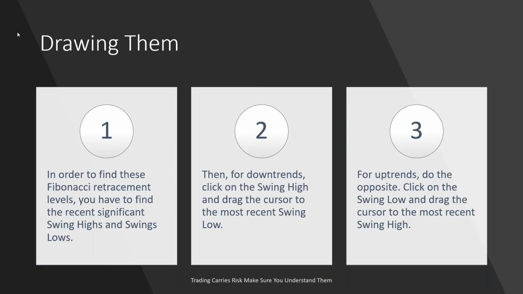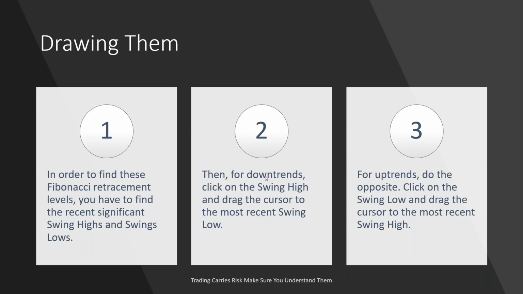Now, let's talk about, because a lot of people get confused about how to put these on our charts. So in order to find the Fibonacci retracement levels, you have to find the recent significant swing high and swing low. Remember the word significant. Okay, it's not necessarily the lowest point it traded at. It is the most significant point low that it traded at.